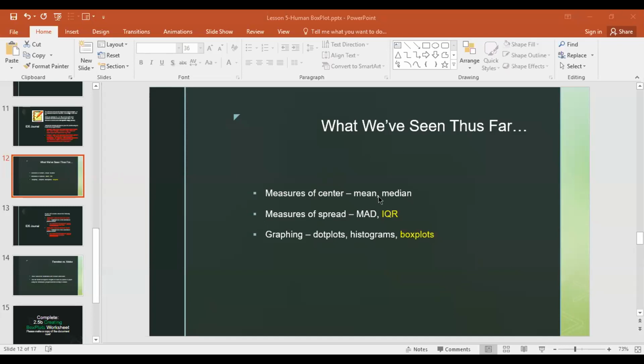But good job. So what we've seen thus far: measures of center. We didn't learn any new measures of center. We're still on mean and median. However, for measures of spread, we've added on, in addition to the MAD, the mean of absolute deviations that deals with the mean values, the IQR, which tells us the middle 50% of our data using the median and quartiles. And then as far as graphing and visuals go, we've added on box plots.